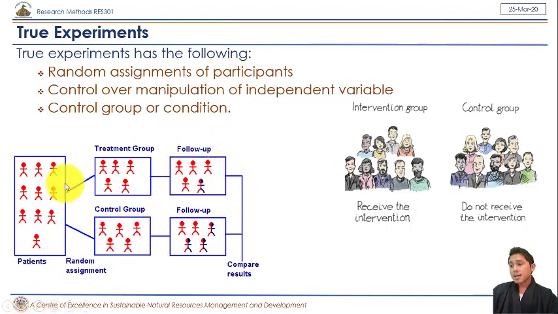So let's say this is the population from where we are going to do the experiment. We choose one group as an experimental group or treatment group and one group as a control group, and this choice is through random assignment. And for any experiment to qualify as a true experiment, we need to first fulfill the criterion called random assignment.